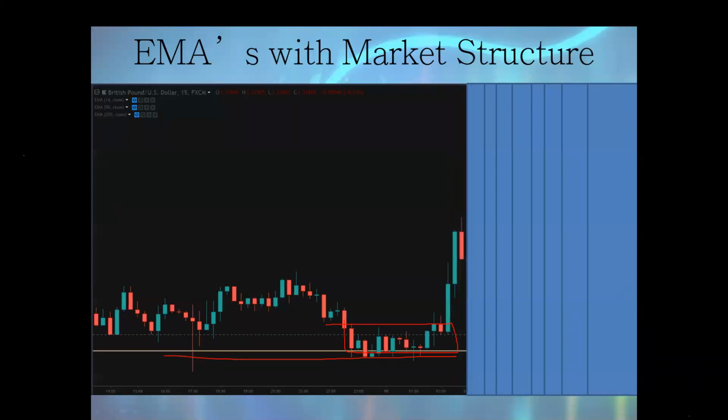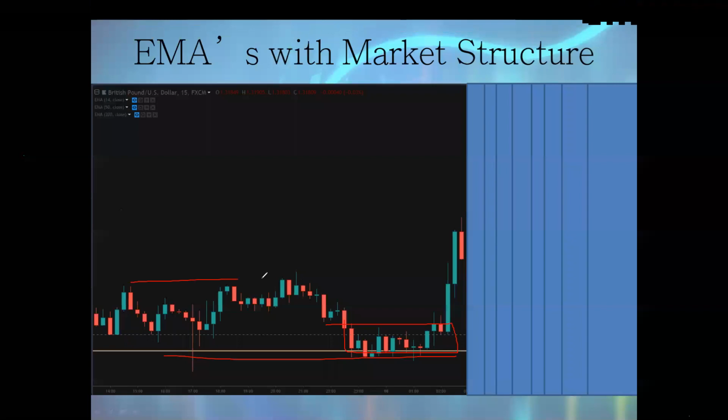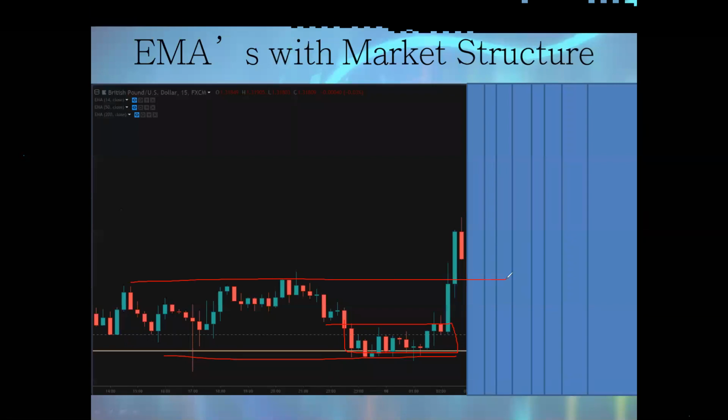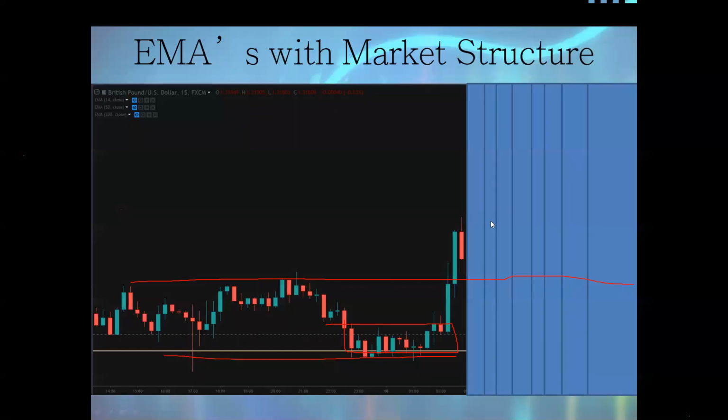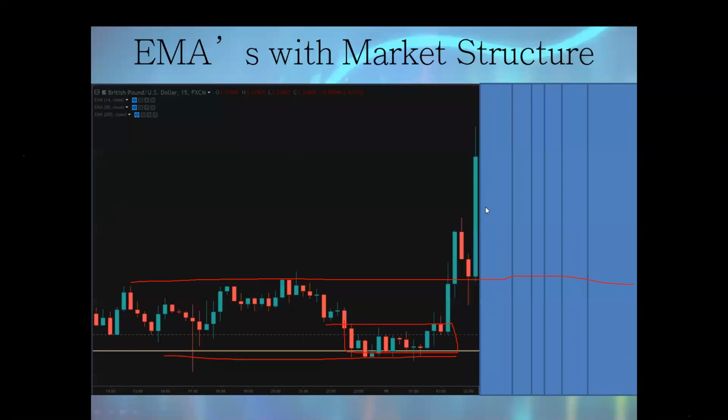So maybe this is coming down for a retest. Yep. This could be, yeah, back to breakout, retest and up. So yeah, this would make up for a nice retest candle. Oh shit.